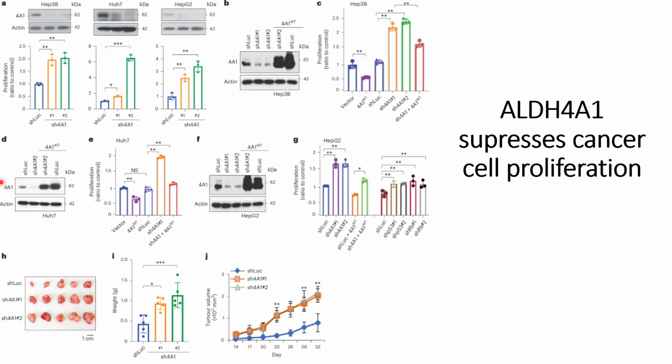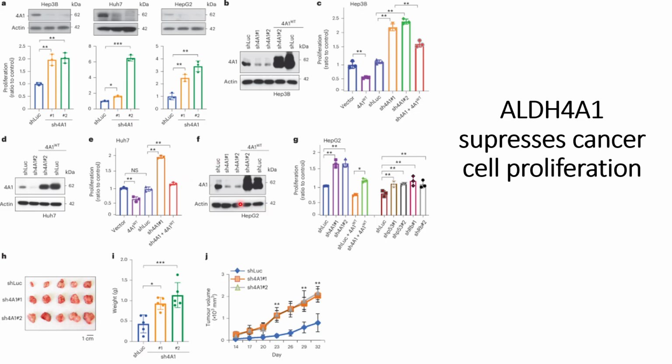Now the results for HUH7. In this case they see a decrease in ALDH4A1 for one of the short interfering RNAs, and for that RNA they see an increase in the proliferation ratio compared to the control. When the wild type is induced again, they see a further suppression in proliferation.